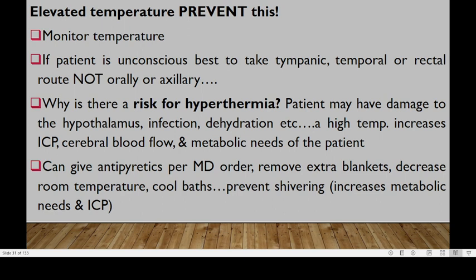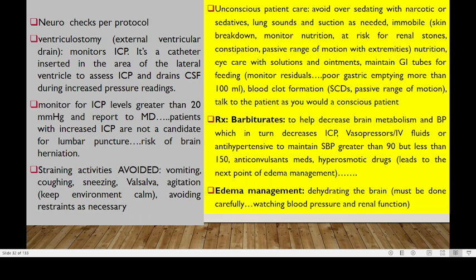So can you give antipyretics? You can also give antipyretics as per the order. Remove extra blankets, decrease room temperature, cool baths, prevent shivering, right? Because if you shiver, this will increase metabolic needs and consequently the ICP also will be increased. Okay, remember to do the neuro checks and do the treatment with barbiturates because barbiturates normally help decrease brain metabolism and BP, which in turn decreases ICP.